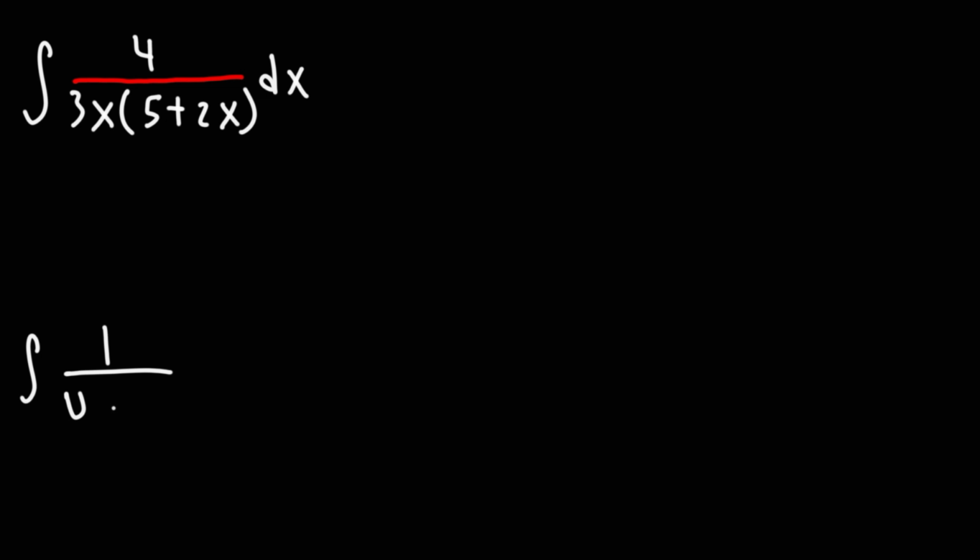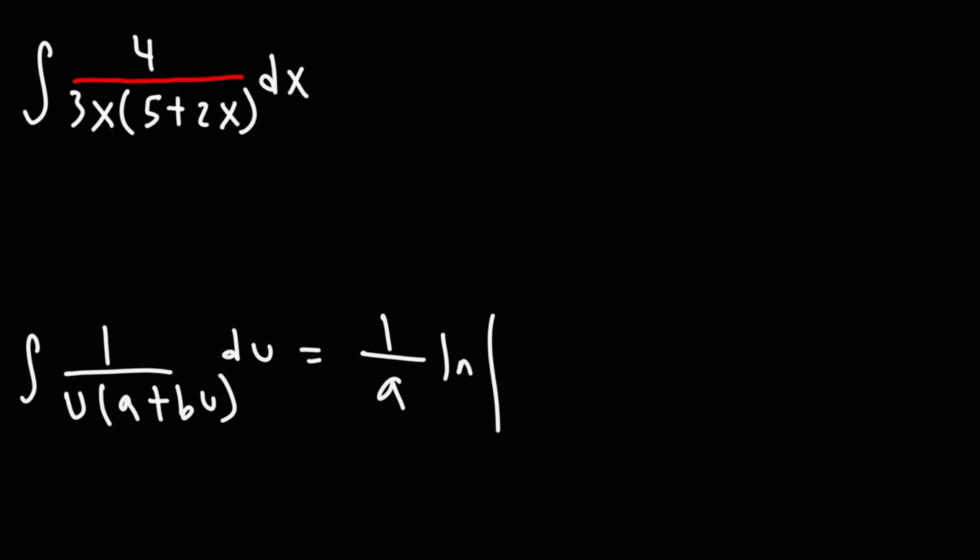The indefinite integral of 1 over u times a plus bu du is going to be 1 over a natural log u over a plus bu plus c. And I recommend checking the answer like we did before, because the fourth example will illustrate why this is important. So what's a, what's b, and what's u?